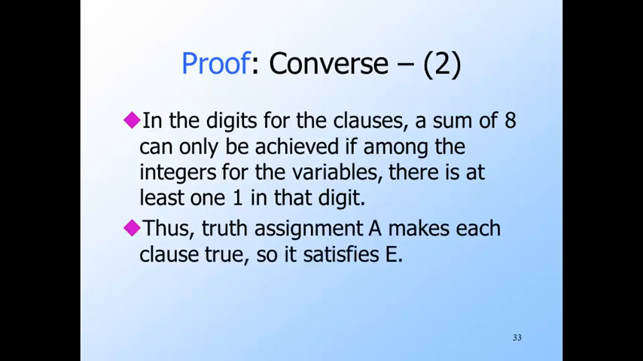That means the truth assignment A must make each clause true, and therefore A is a satisfying assignment. We have now proved that when an output instance has a solution, the input instance is satisfiable. That was the second of the two needed directions, so now we know the transduction is correct. The output has a solution if and only if the input is satisfiable.